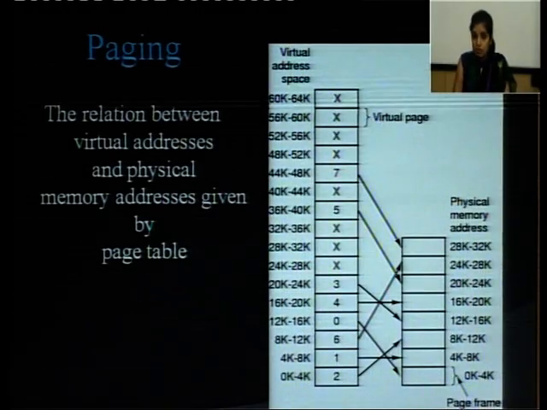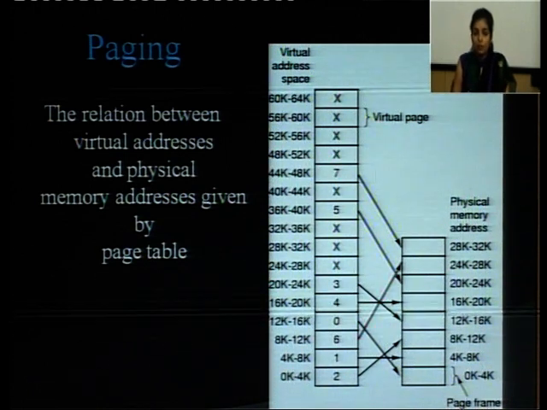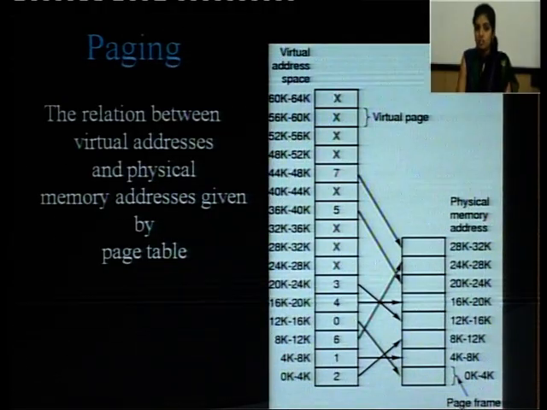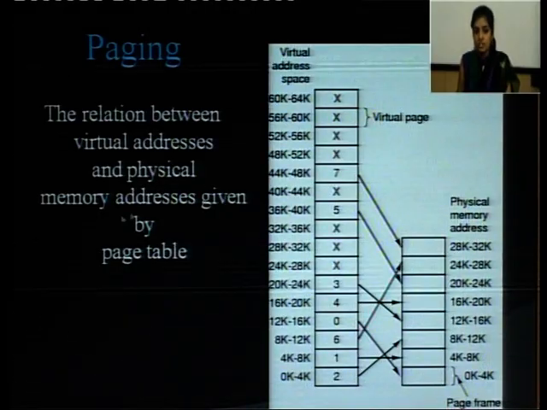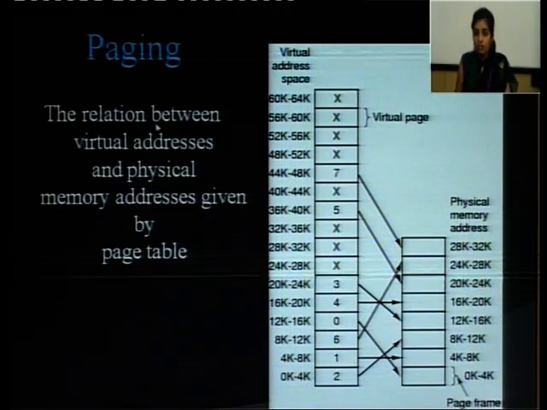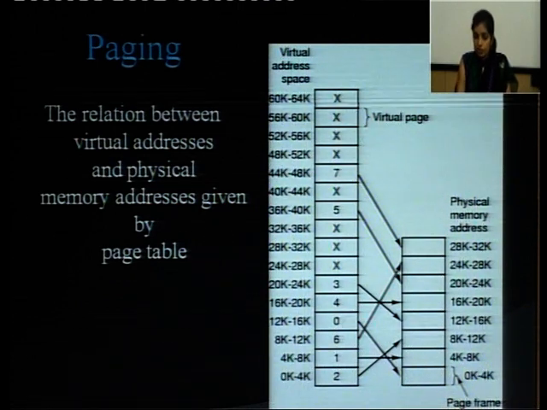So virtual memory is going to be implemented by paging. So firstly we discuss paging. Now what is paging? The relation between virtual addresses and physical memory addresses is given by the page table. The logical address is developed by the CPU, and the CPU logical address consists of a number of bits. One part is for the page, and the other is the offset.